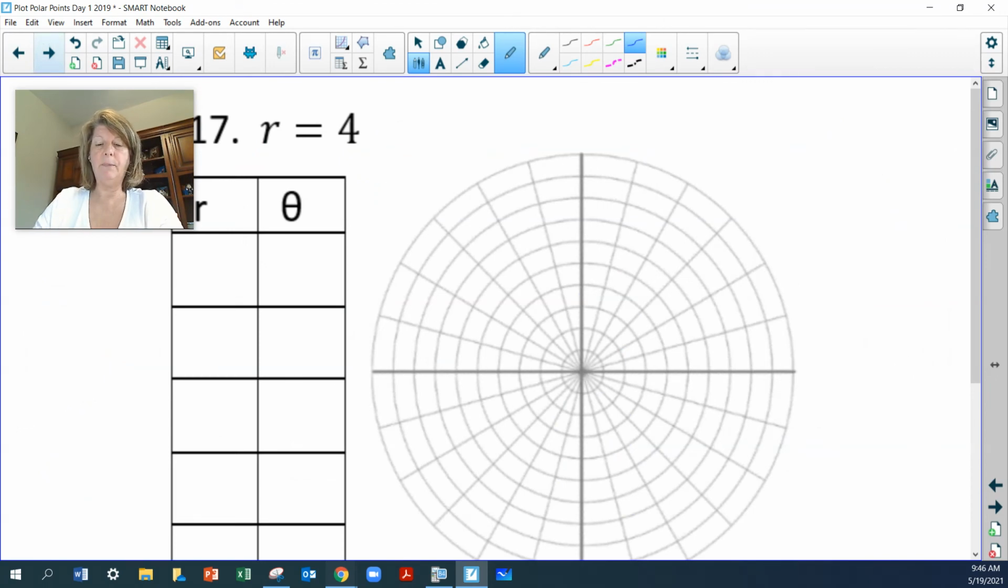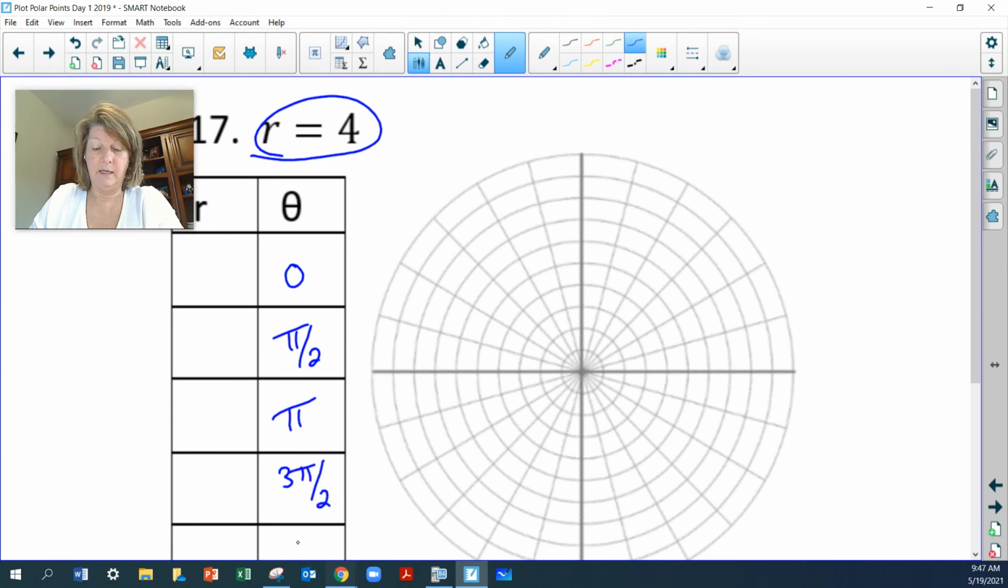R equals 4. R equals 4 tells me that no matter what I use for theta, it doesn't really matter because R is locked in at 4. So all of these are going to be 4s. And I said I'm going to plot out a theta of 0 and 4. 1, 2, 3, 4. At pi over 2, it's 4. 1, 2, 3, 4. At pi, it's 4. At 3 pi over 2, 1, 2, 3, it's 4. Back home at 2 pi, it's 4.